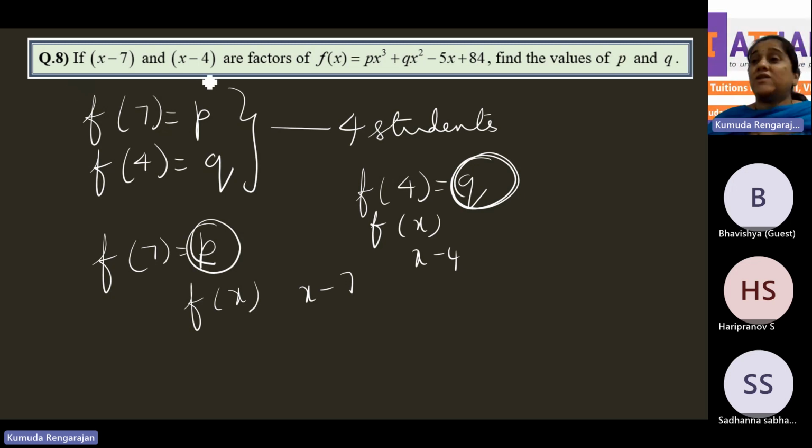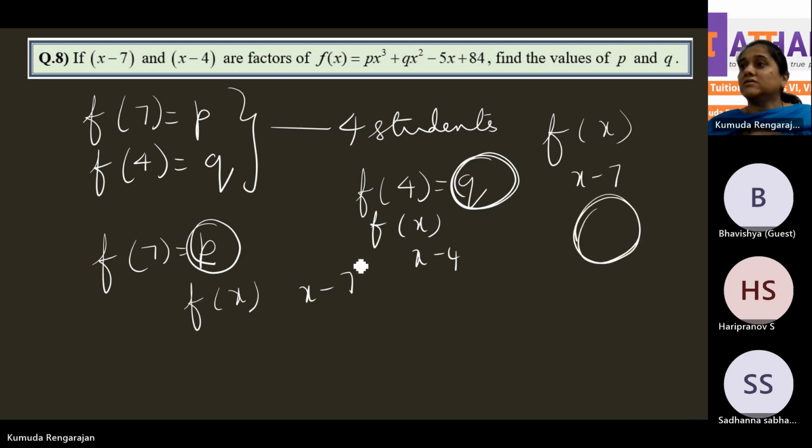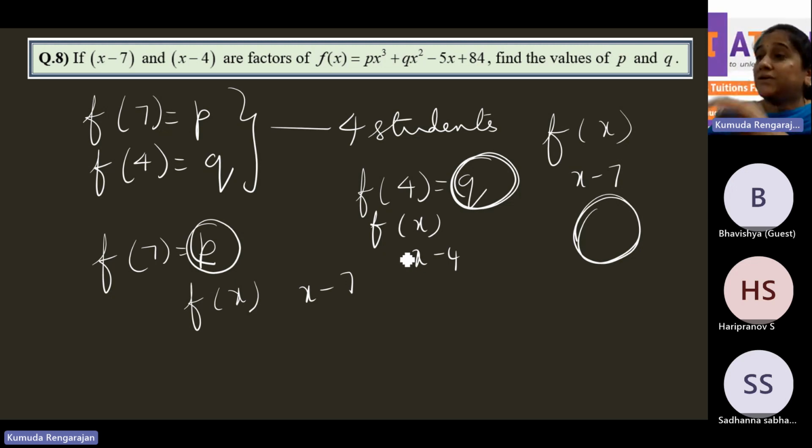X minus 7 and x minus 4 are factors. That means when you divide f of x by x minus 7, because it's a factor, the remainder is 0. Because we have to find the values of p and q, we feel the remainder is p and the remainder is q. Who told us that the remainders are p and q? Find the values of p and q. But the remainders are not given to be p and q. They are factors. That means the remainders are 0 in both the cases.